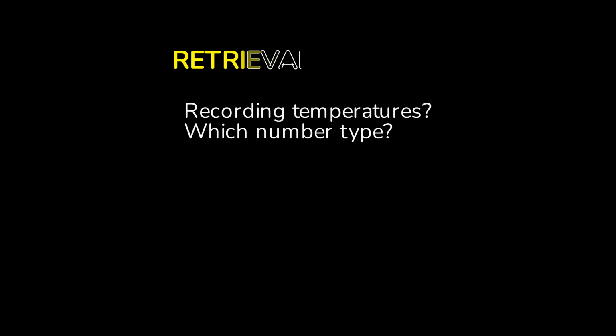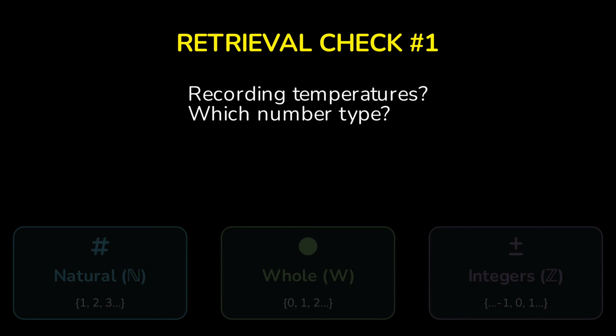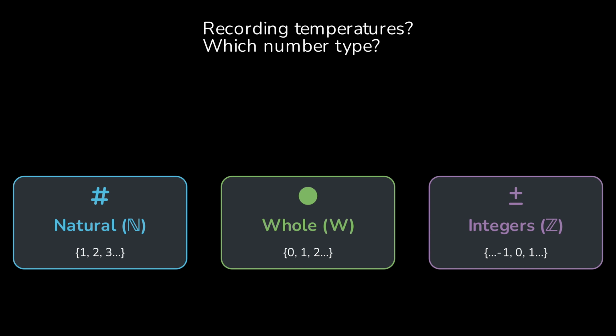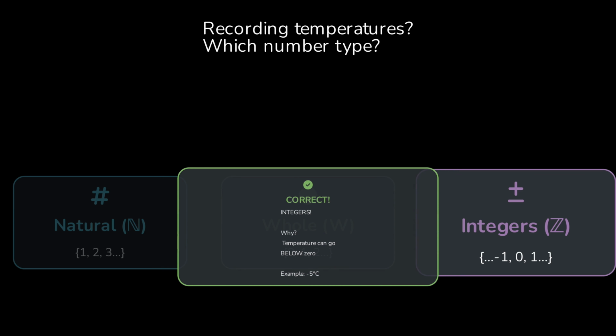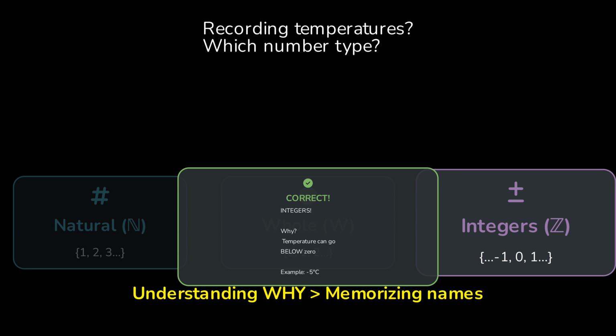Pause here. Before I continue, answer this. You're recording temperatures for a week. Which number type do you need? Natural, whole, or integers? Think about it. 5 seconds. Got it? Integers. Because temperature can go below 0. Understanding why we need each type is more important than just memorizing the name.